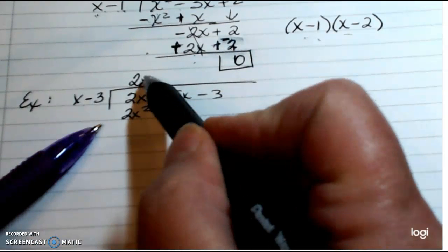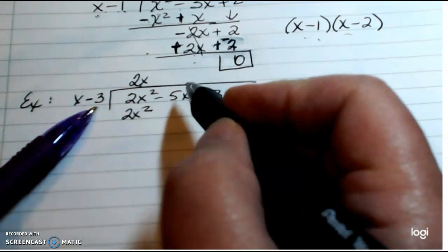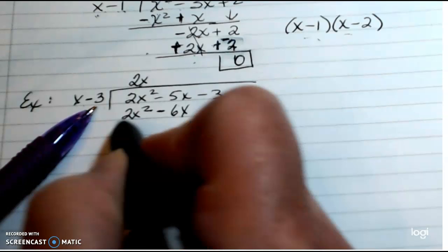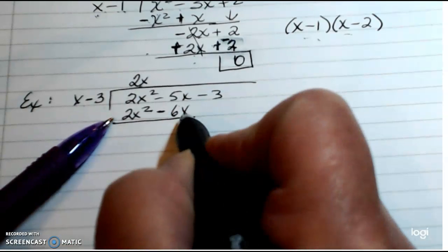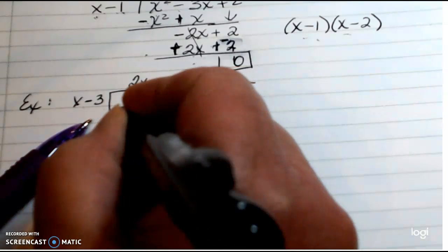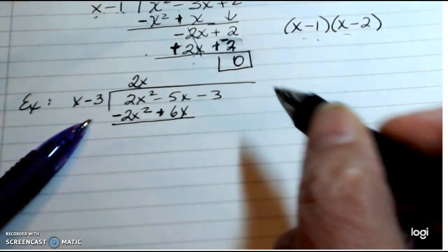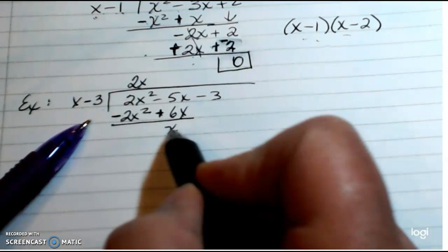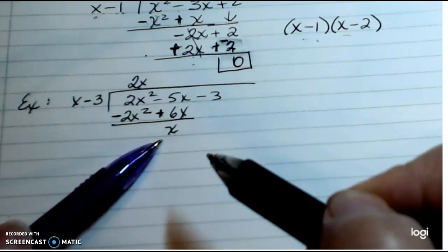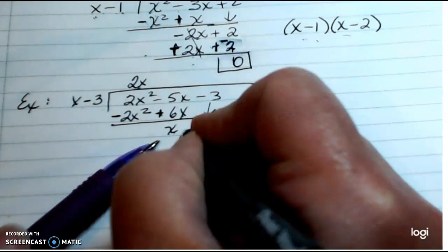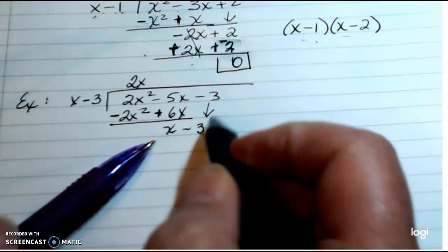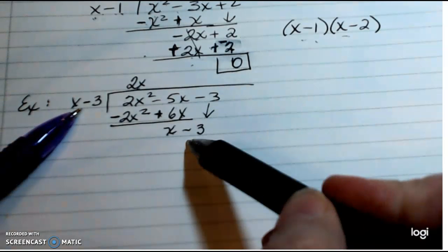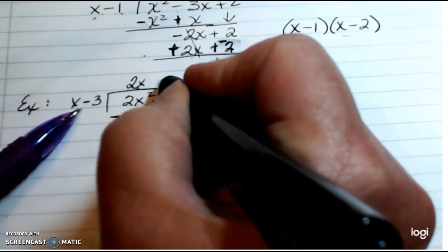Make sure you multiply 2x times any other term in your divisor, and I get negative 6x. Remember that you are subtracting off this term, so subtract each term and then carefully combine, and it looks like when I combine these terms I get x as a result. Bring down whatever your next term is and ask yourself, how many times does my divisor go into this? It clearly goes one time, so it's plus 1.